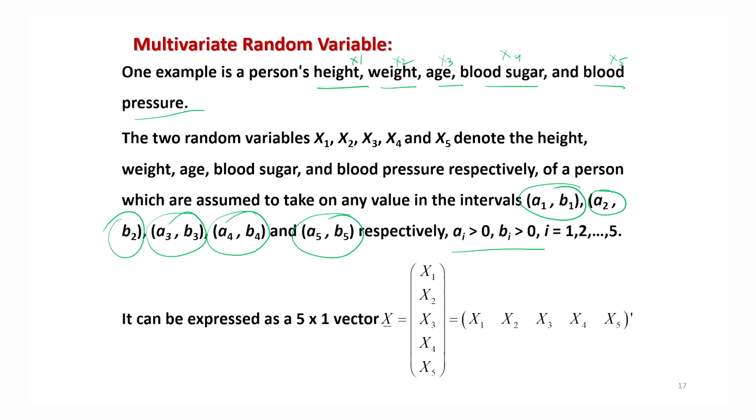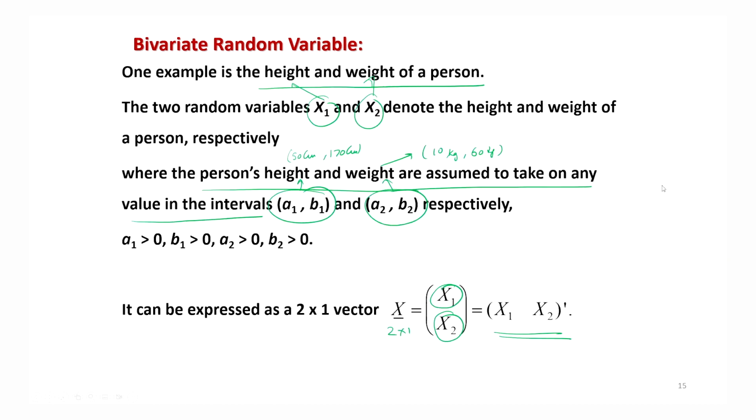Now all these five variables can be expressed in a vector of order 5 by 1. The way I expressed x1 and x2, similarly I can extend it to x1, x2, x3, x4, x5, or this is a transpose of (x1, x2, x3, x4, x5). Now in case you want to take the observations, suppose I consider here a bivariate setup.